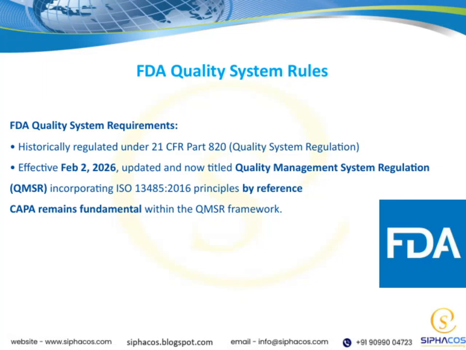Today, I want to talk about the FDA quality system rules. Historically, these regulations have been governed under 21 CFR Part 820, which is known as the Quality System Regulation. This has been the foundation for ensuring that medical device manufacturers maintain quality and safety in their processes. However, there's an important update coming into effect on February 2, 2026. The regulations will be updated and renamed as the Quality Management System Regulation, or QMSR.